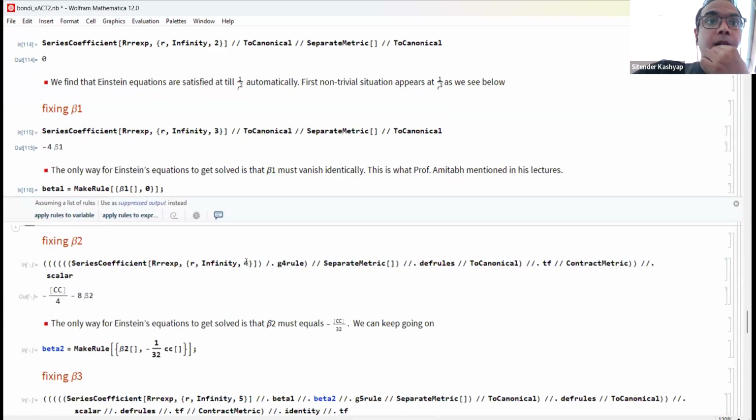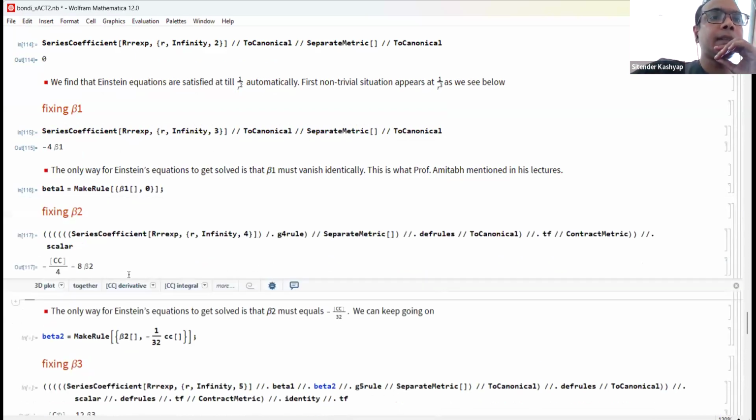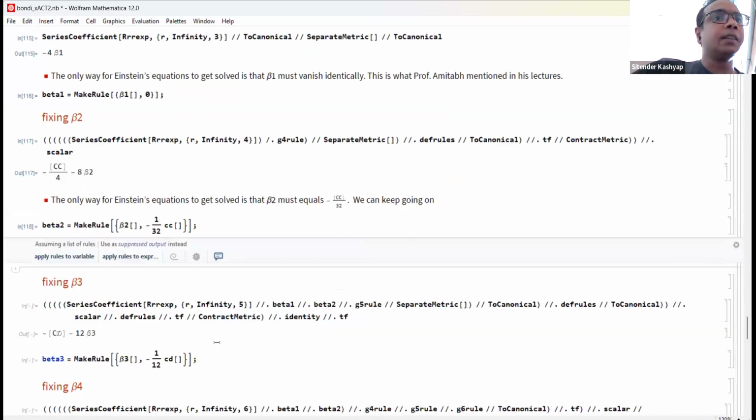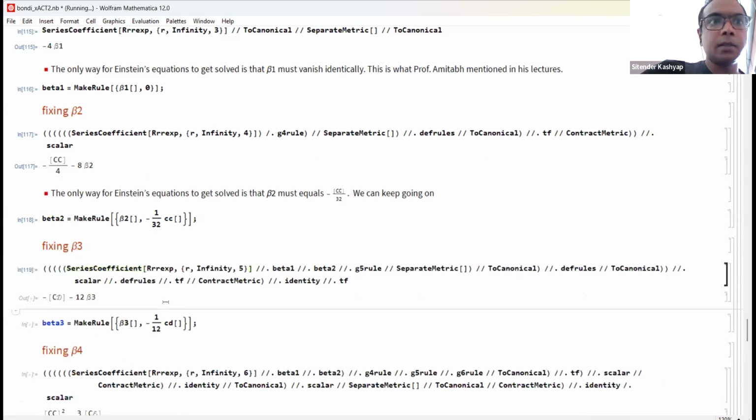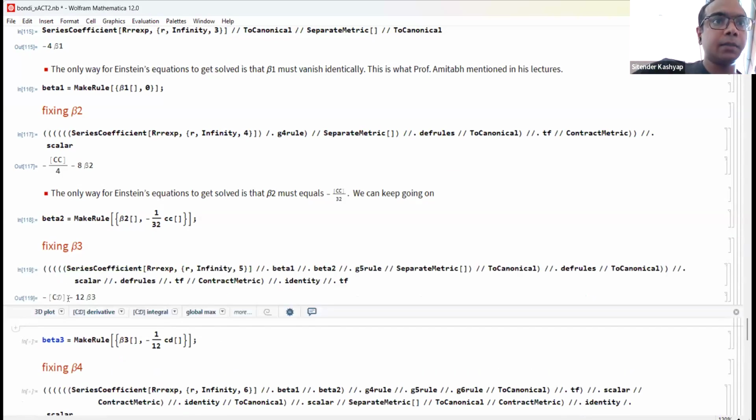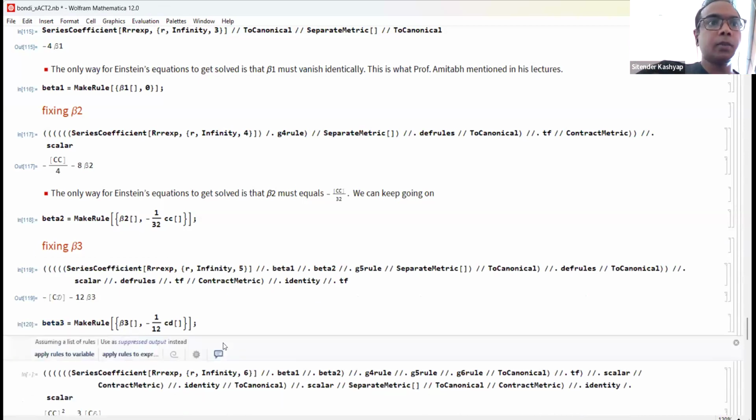And this time our order is 4, and there are various manipulations one has to do, which I do not have time to explain. If I do this, what I find is that at this order, the coefficient beta 2 appears along with the C, the most important tensor, as Professor Amitabh has been mentioning. So once again, for this to be satisfied, this must be equal to 0. What it tells us is that this beta 2 must be equal to CC by 32. And that's what we do. Similarly, we can keep going higher in order, and then we find what is beta 3. So beta 3 will be equal to CD, and so on and so forth.